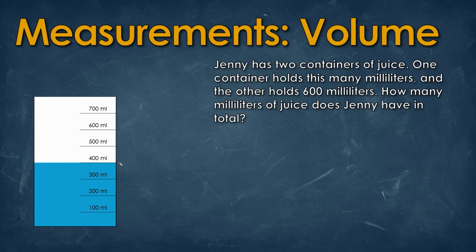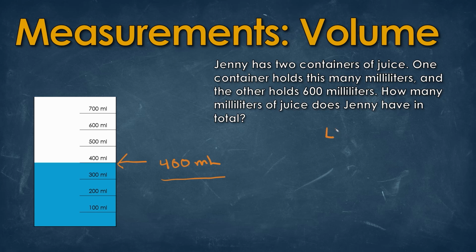So we know that right here is where that water line ends. So we know that we have 400 milliliters. 400 is going to be what our volume measurement is. So let's read this question. Jenny has 2 containers of juice. One container holds this many milliliters, which we know is 400, and the other holds 600. How many milliliters of juice does Jenny have?